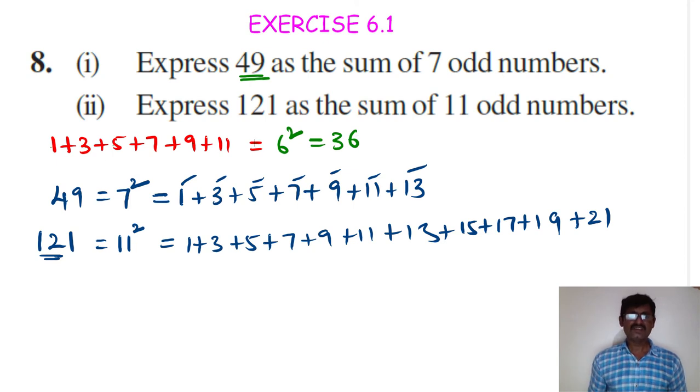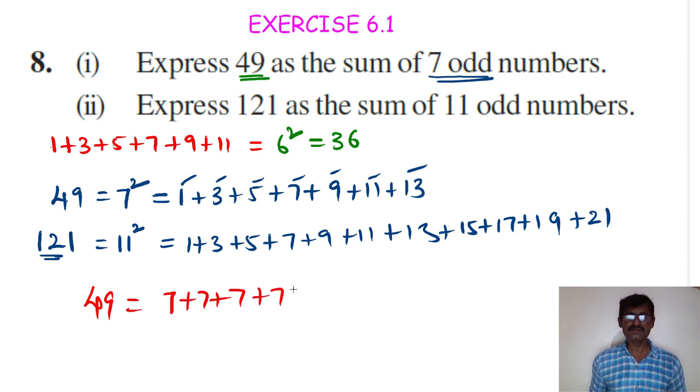And one more thing, here we are given: express 49 as the sum of 7 odd numbers. We are not given 7 different odd numbers. So we can write 49 as 7 plus 7 plus 7 plus 7 plus 7 plus 7 plus 7 also. All these 7s are odd numbers, and how many 7s do we have? We have 7 sevens. So 7 sevens equal 49. So the sum of 7 odd numbers equals 49.